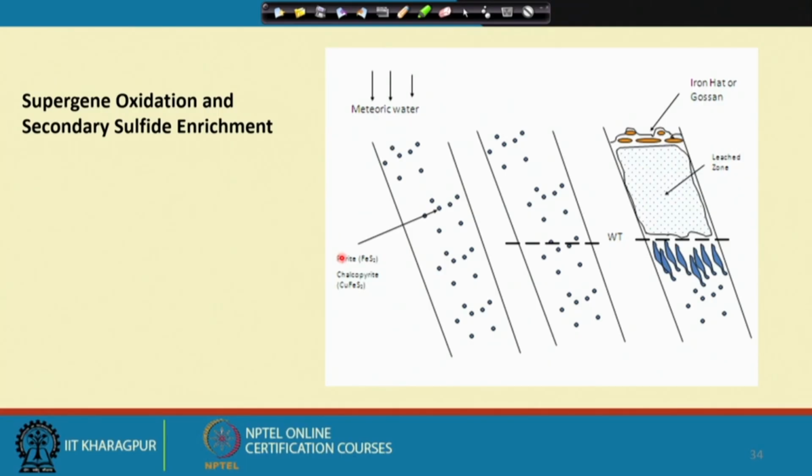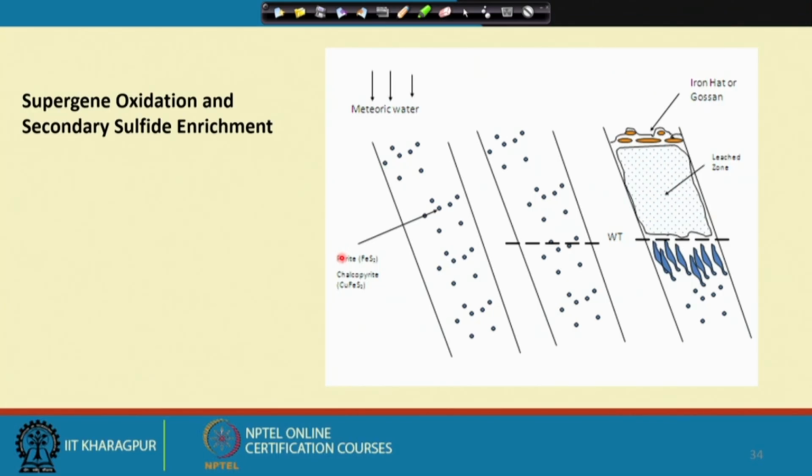ore. So, we will discuss another such important enrichment process, essentially a process by which a primary ore gets enriched or concentrated in a definite part of it by the interaction of meteoric water with an existing ore body. We call this process a supergene oxidation and secondary sulfide enrichment process.